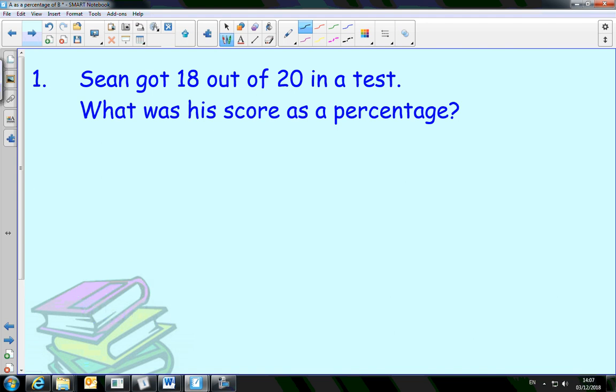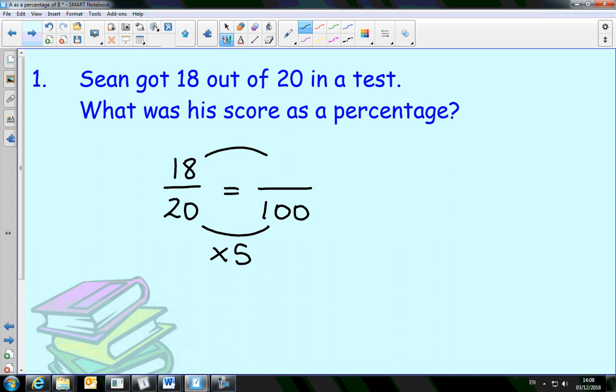Okay, so welcome back. So the first question was, Sean got 18 out of 20 in a test. So as a fraction, the first thing you should have done was 18 over 20. That'll give you your fraction. Can you write that as an equivalent fraction? Hopefully you did write that as an equivalent fraction, with your denominator being 100. 20 times 5 gives you 100, so you do the same to the top. 18 times 5, which gives you 90. So 90 over 100 as an equivalent fraction, changing to percentage, is 90%.